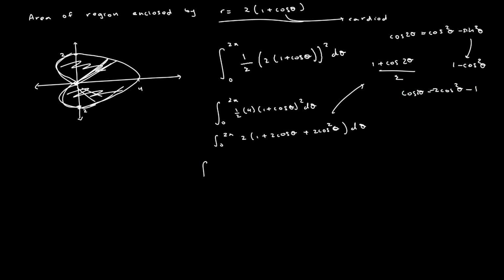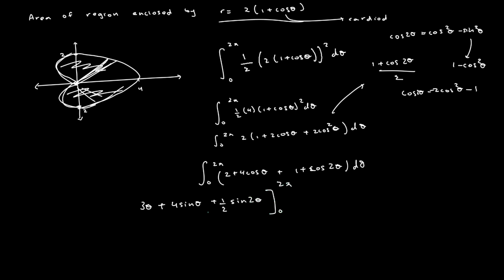So from 0 to 2 pi of 2 plus 4 cosine theta plus 1 plus cosine 2 theta times d theta. And then this simplifies to 3 theta plus 4 sine theta plus 1 half sine 2 theta from 0 to 2 pi. And at 2 pi, all these are 0 except this, so we get 6 pi. And then at 0, everything's 0. So our answer is 6 pi, and that's our total area.